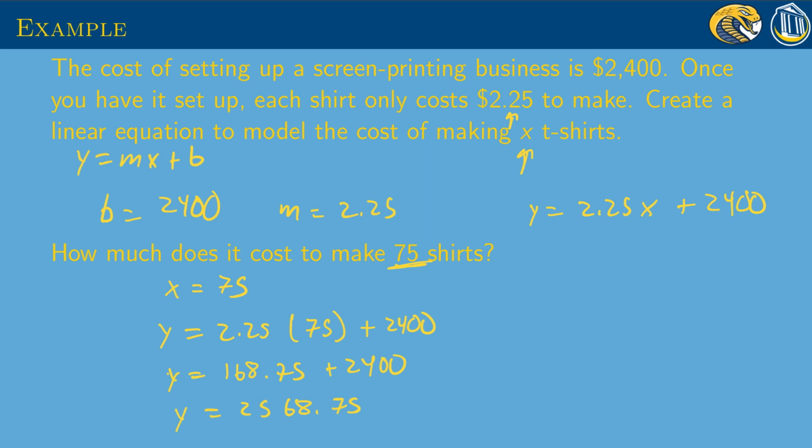This will work no matter what we plug in for x. Any positive number will be valid here. We'll notice that even though we could evaluate this function at x equals -10 or -100, that wouldn't make any sense in the context of the problem. We can't manufacture -10 shirts.